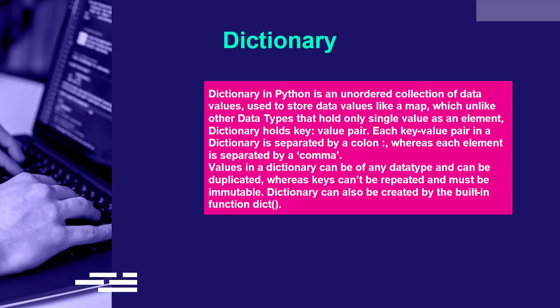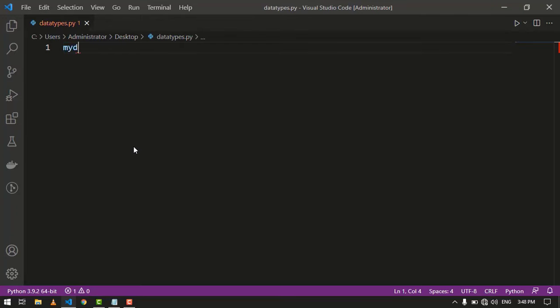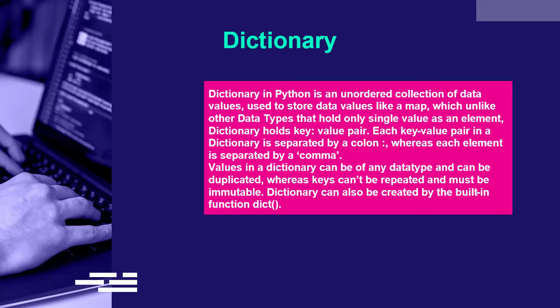In Python, a dictionary can be created by placing a sequence of elements within curly braces separated by comma, and values in a dictionary can be of any data types and can be duplicated, whereas keys cannot be repeated and must be immutable. A dictionary can also be created by the built-in function dict, and an empty dictionary can be created by just placing curly braces. Dictionary keys are case sensitive. Same name but different cases of key will be treated distinctly.